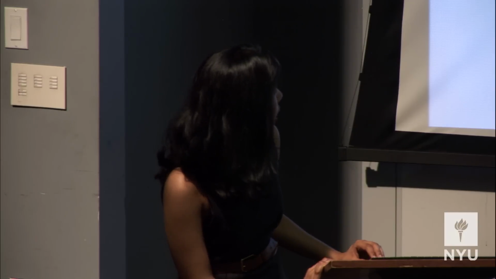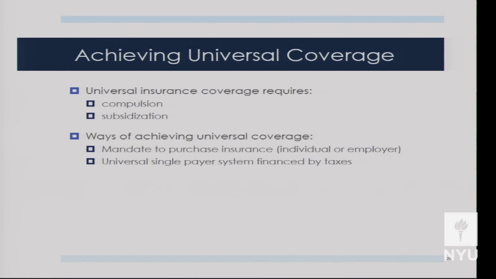Okay, so achieving universal coverage. We've talked a little bit about this before, right? We talked about pooling and separating equilibria. If we're trying to get everyone into the big pool, right? You're forcing people to pool. There are 2 ways to do it. You can make it compulsory, right, for them to be part of the pool. You're going to mandate that they be part of the pool, compulsion.